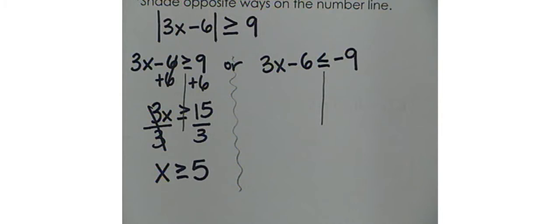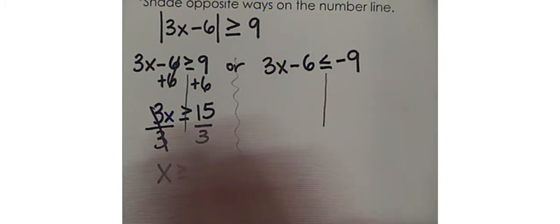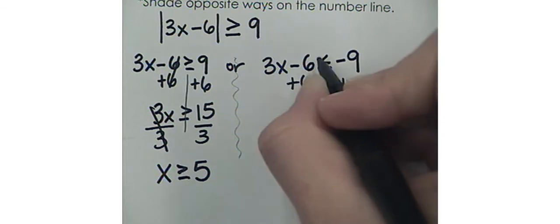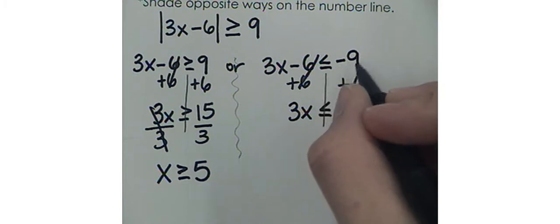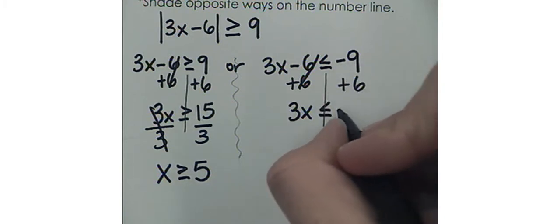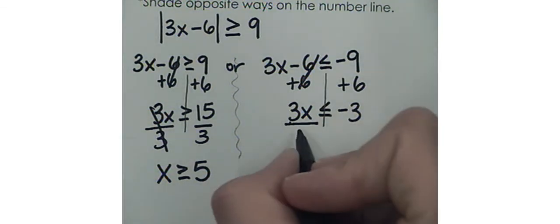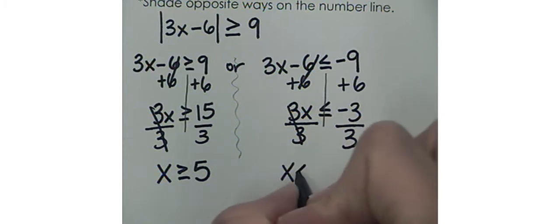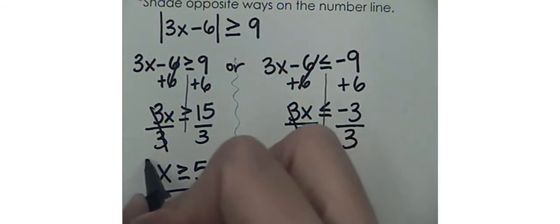That's the first part. The second question, we're going to add 6 as well. 3x is less than or equal to -9 plus 6, -3. We want x alone, and x is being multiplied by 3, so the opposite, divide by 3. And we get x is less than or equal to -1. I'm going to write the word or in the middle and box in my final answers.